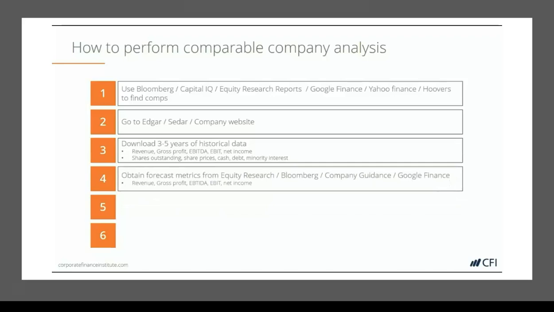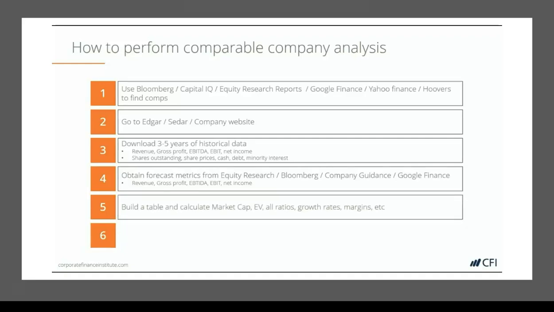Then, once you have the historical information, you're going to get forward-looking information. That means finding forecasts from equity research reports, or getting it from Bloomberg or Capital IQ, and the company's forward-looking guidance as well, if they provide it. You'll want the main income statement and cash flow items here for the forecast.